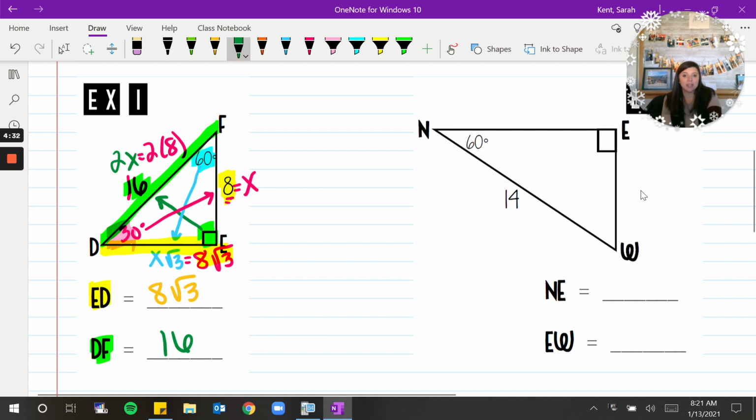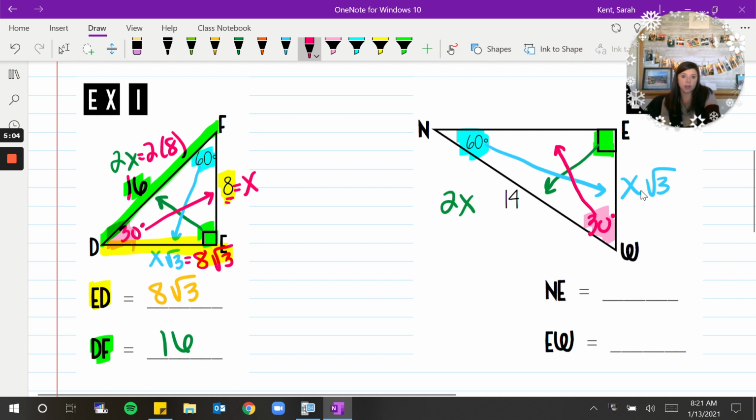So again, I'm going to look at the angles and see what we have first. So I have 90 degrees. Across from 90 degrees is 2x. I see 60 degrees. Across from 60 is x square root of 3. So that means my last corner is going to be 30, and across from 30, I'll have x.